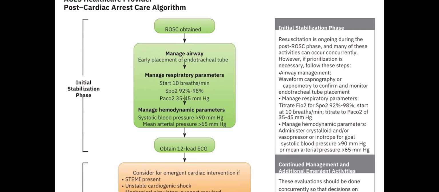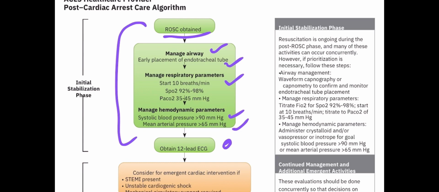So what is the post-cardiac arrest algorithm? Once ROSC has been achieved, manage the airway with early placement of an endotracheal tube. Manage respiratory parameters: can start 10 breaths per minute, SpO2 92 to 98%, PCO2 35 to 45. Manage hemodynamic parameters: systolic blood pressure above 90, mean arterial pressure above 65, and obtain a 12-lead ECG. This is the initial stabilization phase.